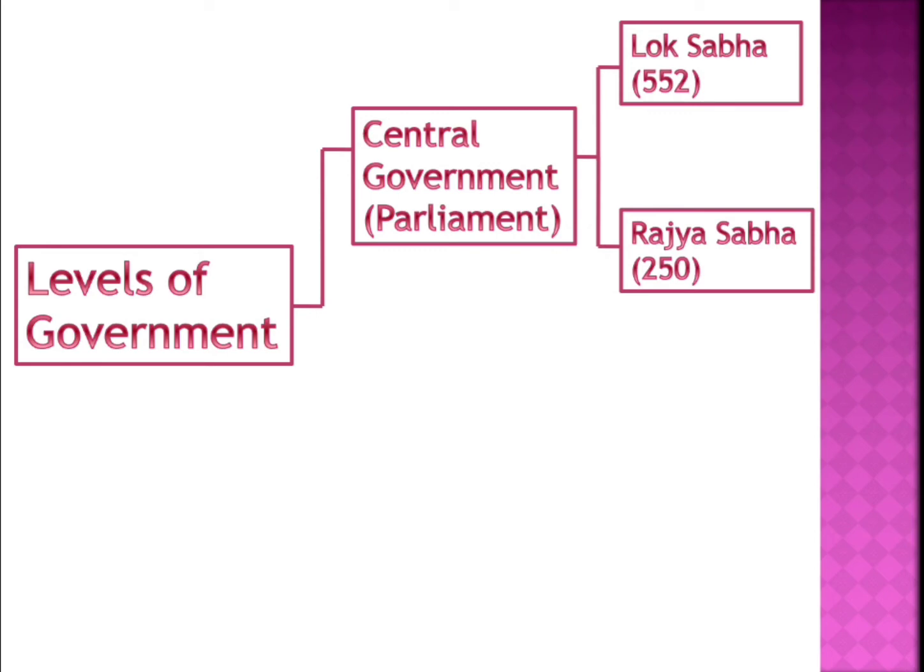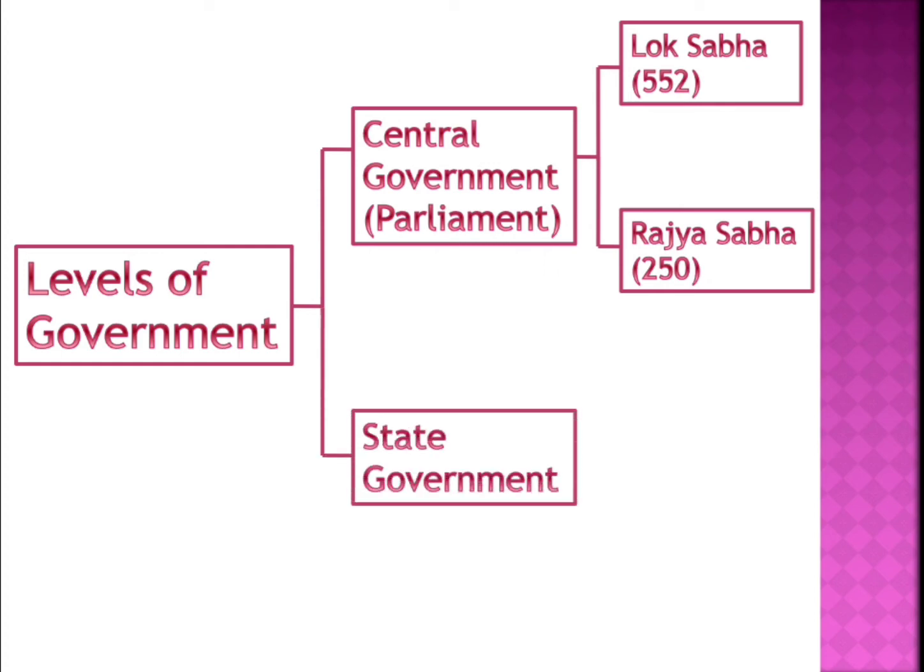Okay, children. So this is about central government. Now turn your page to 138. There you have state government. So here also the governor, the chief minister, and the council of ministers form the executive body. In the central government it is president, prime minister, and council of ministers, isn't it? In state government it is governor, chief minister, and council of ministers. They form the executive body.